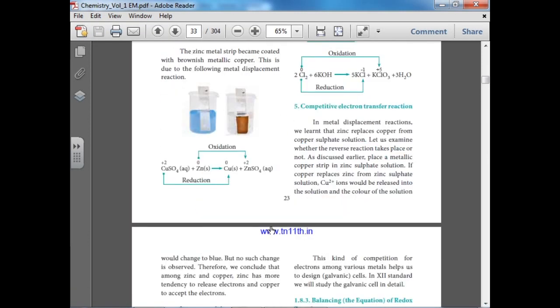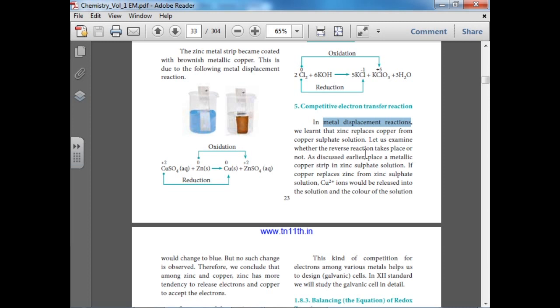The last one is competitive electron transfer reaction. What is competitive electron transfer? The comparison of electron displacement capacity. In metal displacement reaction, we learned that zinc replaces the copper from the copper sulfate solution. Let us examine whether the reverse reaction takes place or not. Now we are going to find out the reverse process: whether copper displaces the zinc from the zinc sulfate.